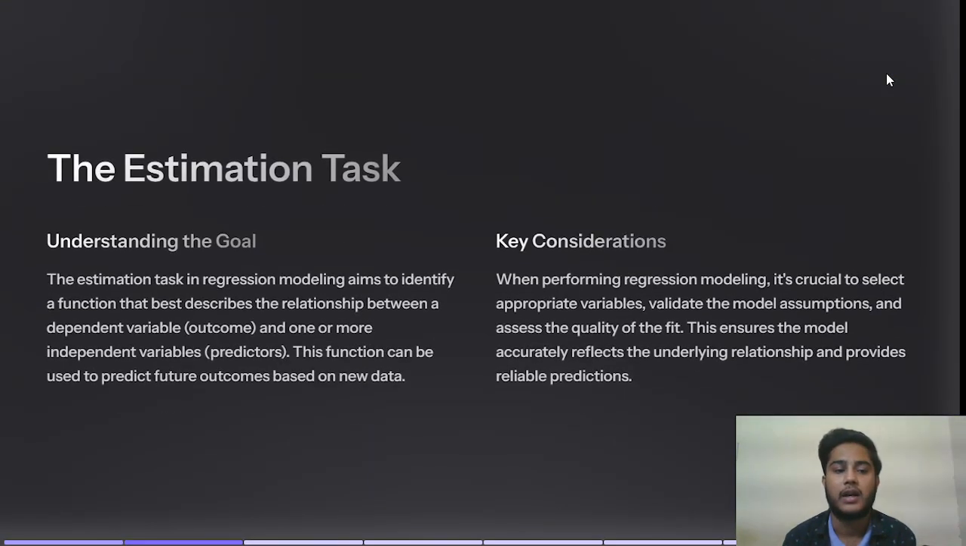The estimation task. Understanding the goal. The estimation task in regression modeling aims to identify a function that best describes the relationship between a dependent variable (outcome) and one or more independent variables (predictors). This function can be used to predict future outcomes based on new data.